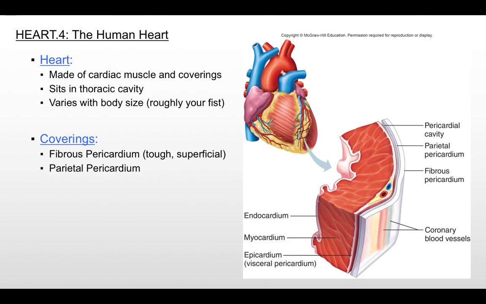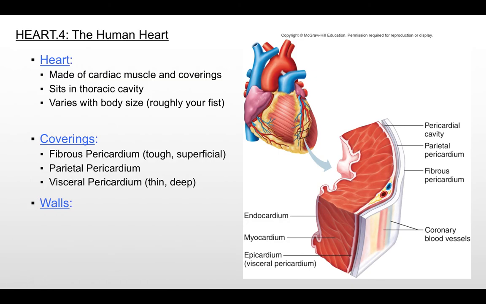Inside that, you have another layer called the parietal pericardium, which is sitting just inside of it. And then the deepest one is the visceral pericardium. So there are 3 layers on the outside of the heart before you even get to any of that cardiac muscular tissue.